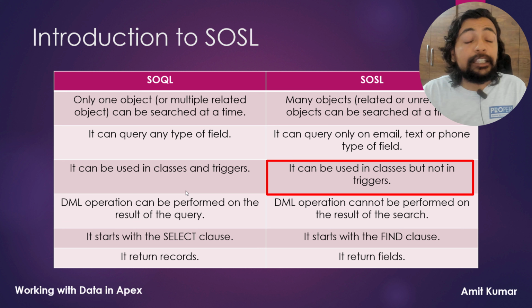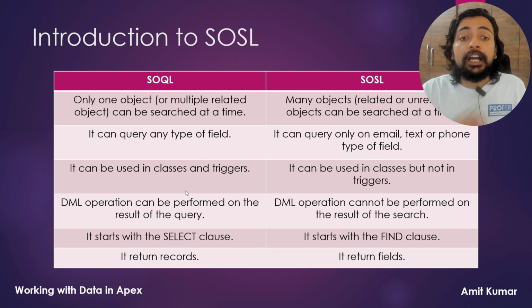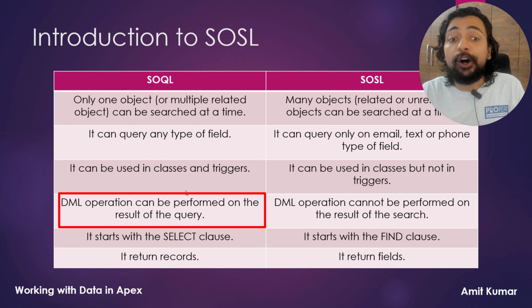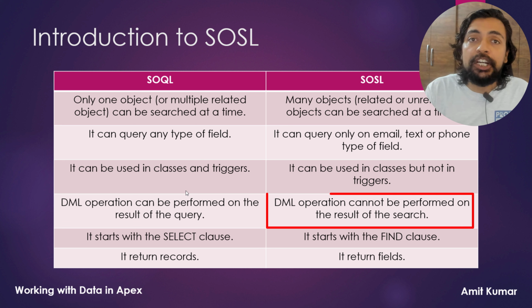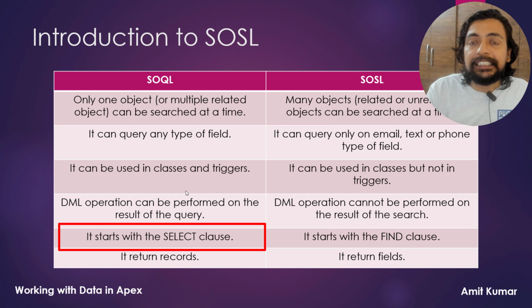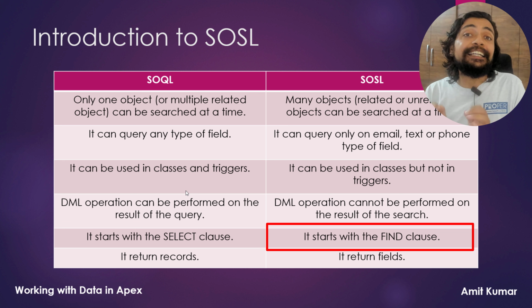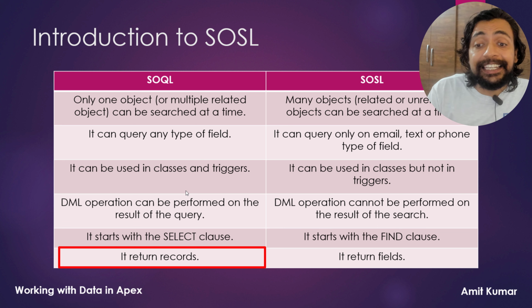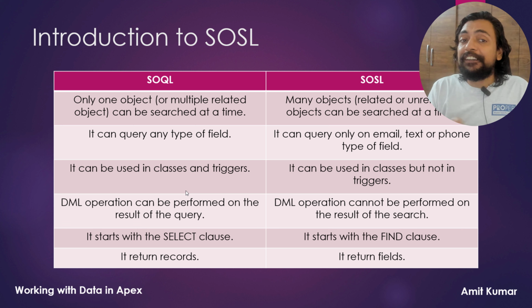Whereas SOSL, you cannot use in triggers. Though it is applicable in Apex classes, in triggers SOSL cannot be used. Now, DML operation can be performed on the result of your query if you are querying it with SOQL, but DML operation on the result of an SOSL search cannot be performed. A SOQL query starts with the select clause or statement, whereas SOSL starts with the find clause, and SOQL returns records, whereas SOSL returns fields. So after understanding the key differences between them, let's see how we can use SOSL.